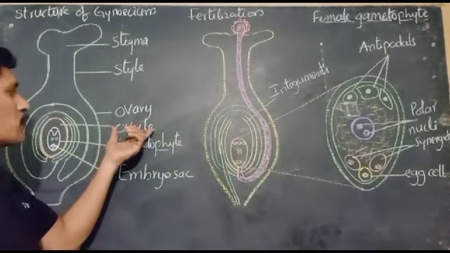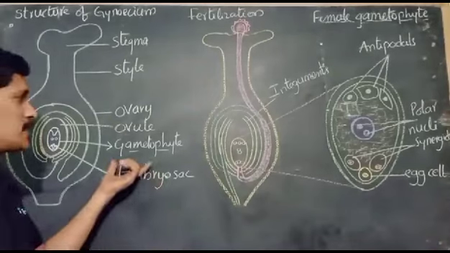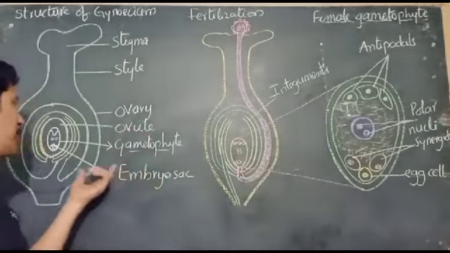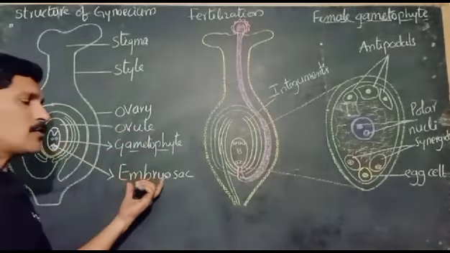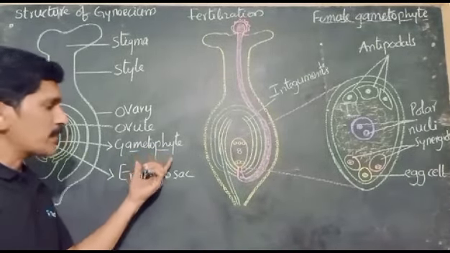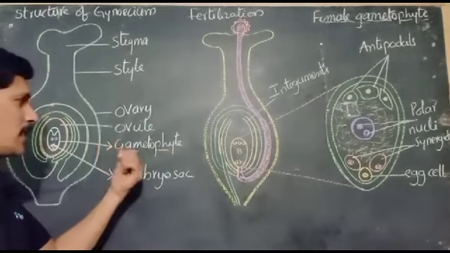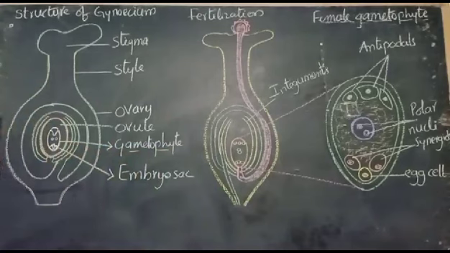When you observe the ovule, inside the ovule you can find an embryo sac. This embryo sac is composed of gametophyte cells, right? This is the structure of a gynoecium, the female reproductive part of the flower, right?